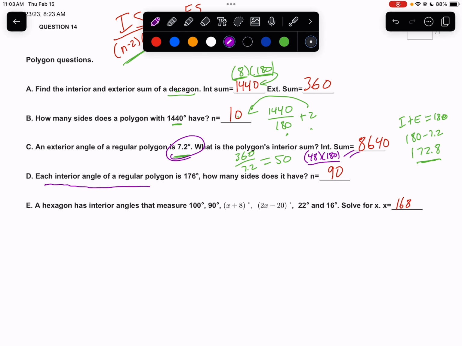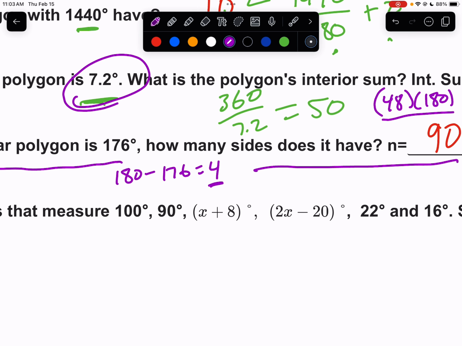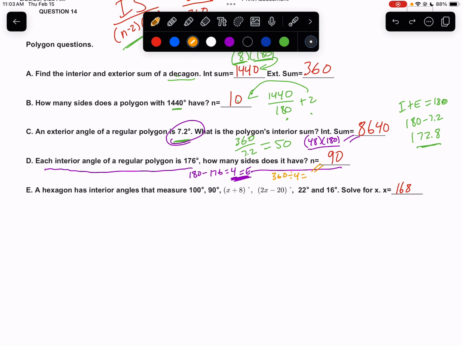Each interior angle is this. How many sides does it have? Well, if that's the interior angle, I would do 180 minus 176. I would get 4. So now we know that that equals E, right? So the exterior angle is 4. So then I would do 360 divided by 4, which is going to equal 90. There has to be 90 sides to make that work.